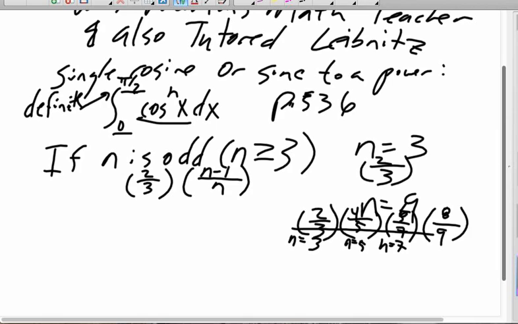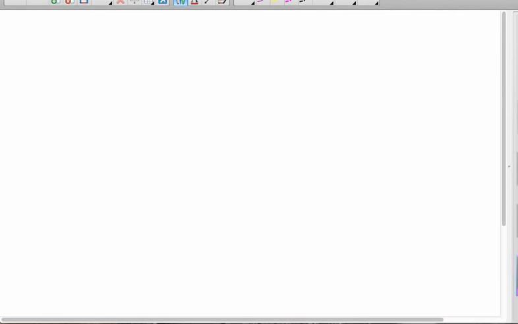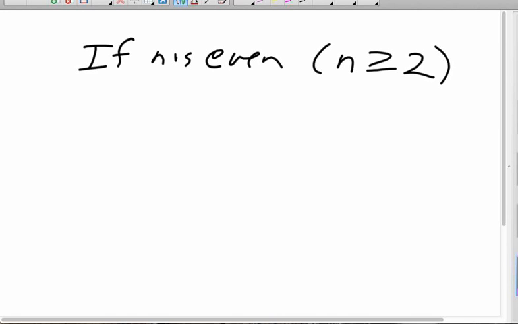Okay, same kind of trick holds if n is even. So if n is even, then here we're dealing with n bigger than or equal to 2. We're not dealing with 0, which is 1. Then what you deal with there is a slightly different one. You're going to be dealing with products of things like 1/2, where n is 2. And then if you have n is 4, then you're going to have 4ths.